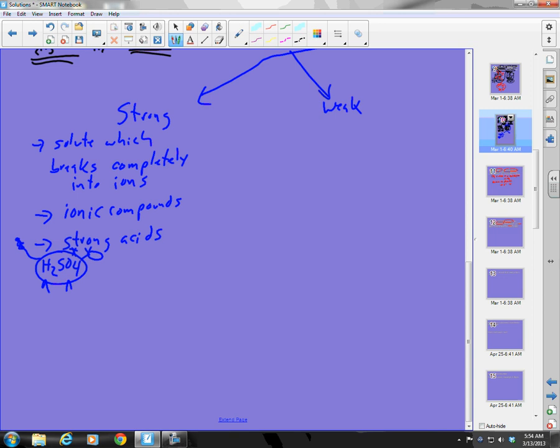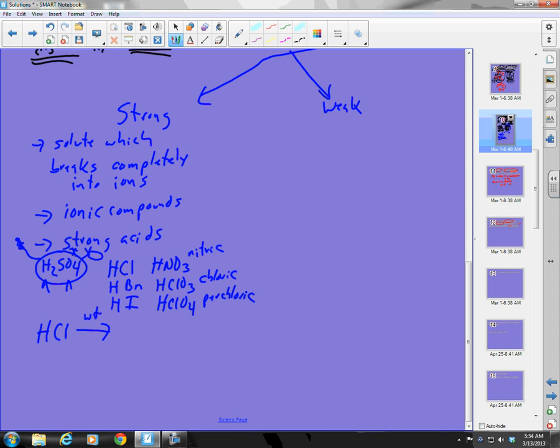Good. But the strong acids, which are strong electrolytes, that we need to know are hydrochloric acid, hydrobromic acid, hydroiodic acid. What is this one? Nitric acid. What is this one? Chloric acid. And what is this one? Perchloric acid. So this is nitric, in case you've forgotten your naming, chloric, and perchloric. What's interesting about these is when they dissolve in water, they will break entirely into their ions, just like an ionic compound would. So that is a strong electrolyte.